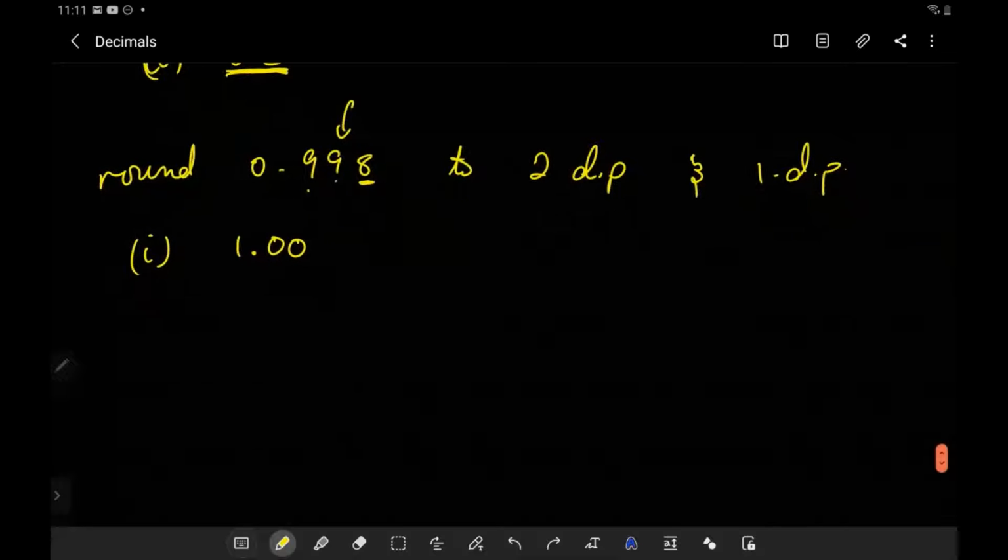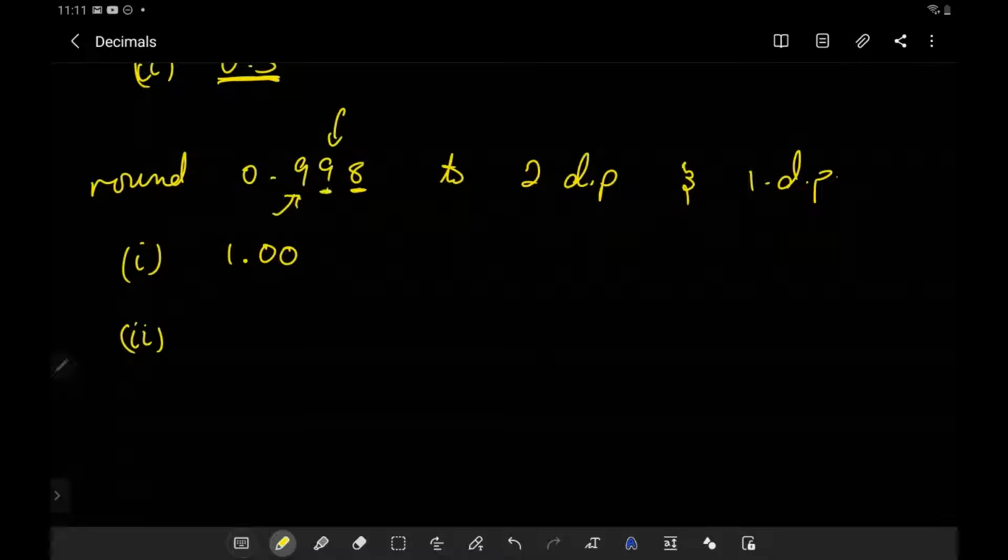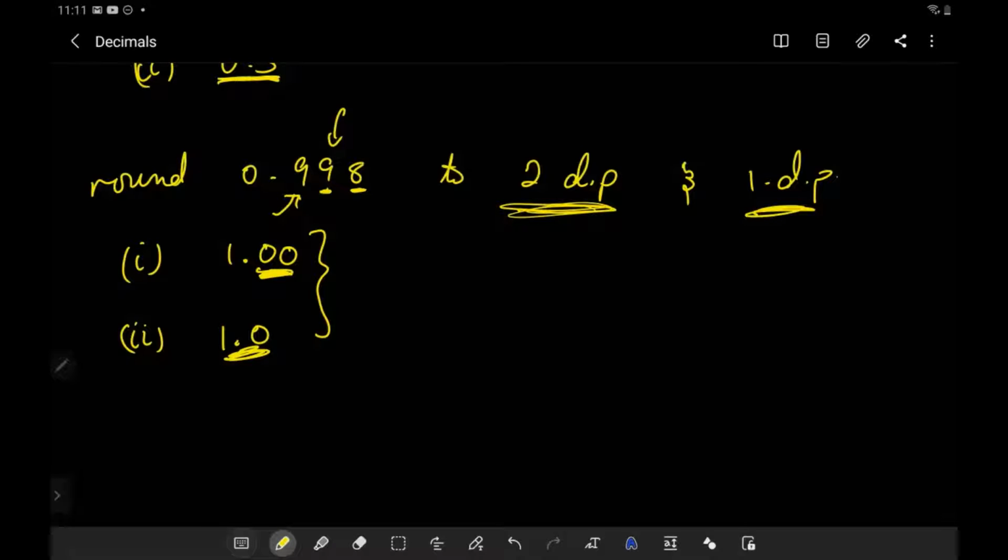So for part two, 1 decimal place, you're looking at the first 9, and is 9 greater than or equal to 5? Well, yes, it is greater than 5. So you add 1 to the 9, and for the same reason, it will be 1.0. Now notice the difference between these two. One of them has 2 decimal places, which is what they're asking, and the other one has 1 decimal place, which is what they're asking. Okay? All understood this? Yes, sir.